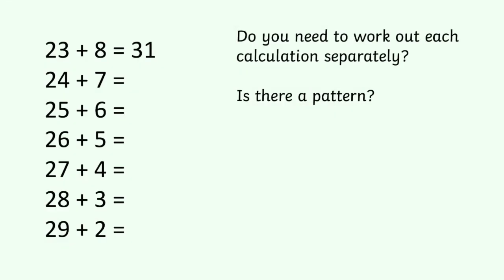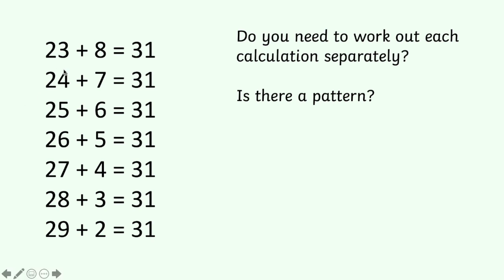What did you notice then? Did you spot the pattern? The answer is 31 for all of them. What's happening in each calculation is that the numbers are changing just by 1. So in the first one we had 23 add 8 equals 31. We have got 7 instead of 8, so that's 1 less. But instead of 23 we've got 24, which is 1 more.